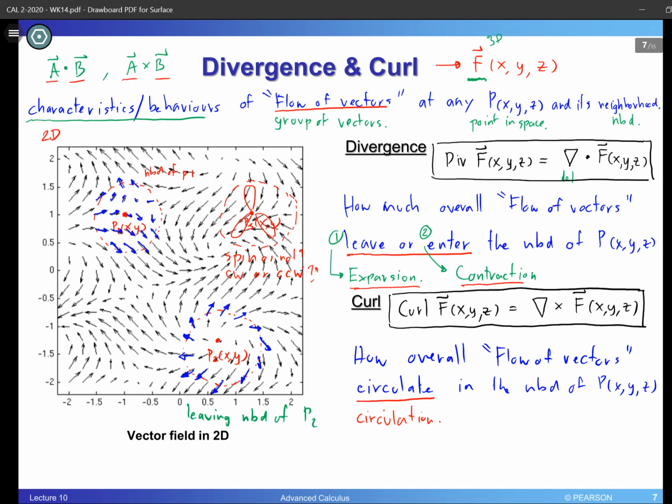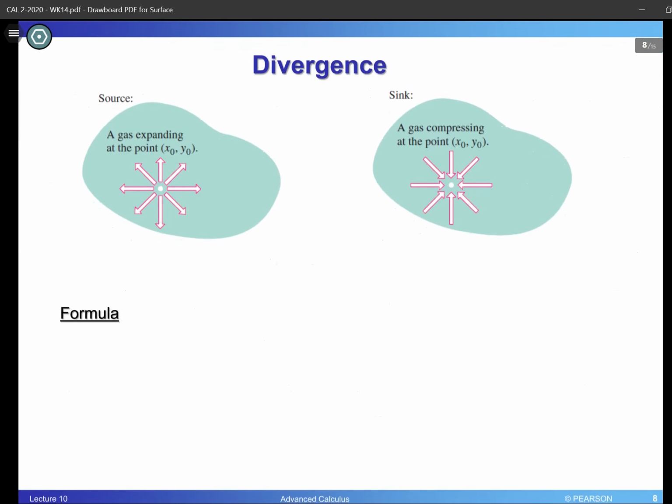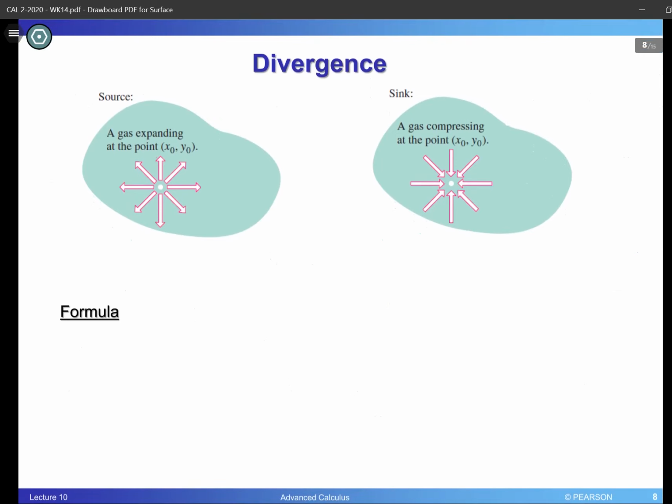Let's start with the divergence. In this slide, we are going to work on the divergence. So why don't we start with the physical meaning again? Divergence can tell us about the overall flow of vectors around a point, whether they go in or they go out of the neighborhood. So let's write that down again.